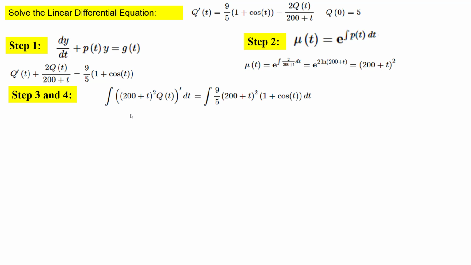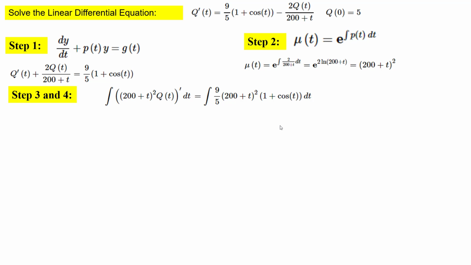Okay, so step 3. Do you remember that step? You multiply everybody by 200 plus t quantity squared. The left-hand side becomes the product rule, so you can write it as a product of 200 plus t squared and q of t. And this is just what you had on the right, 9/5 plus 1 cosine of t times 200 plus t squared, and you integrate each side.